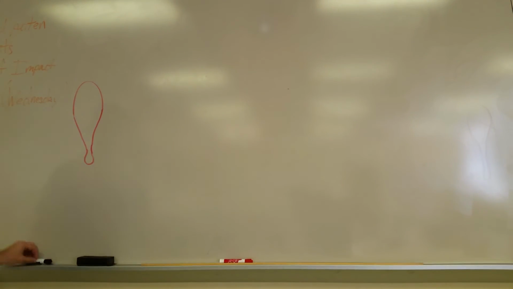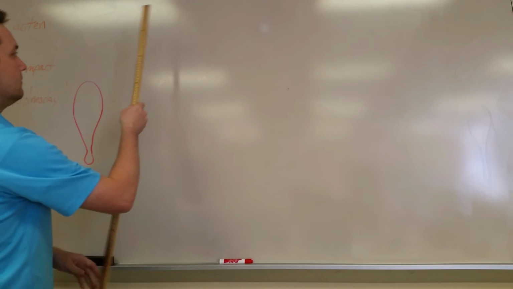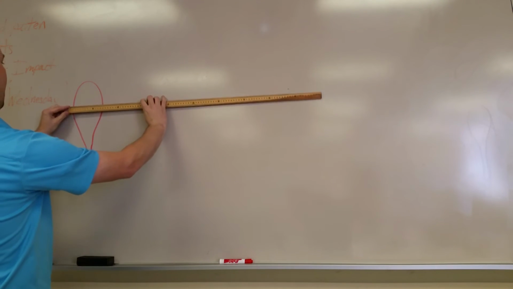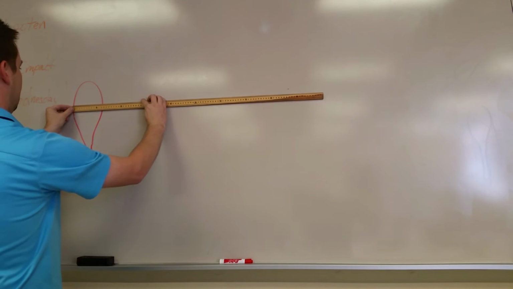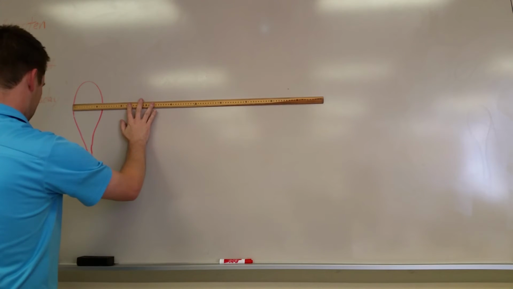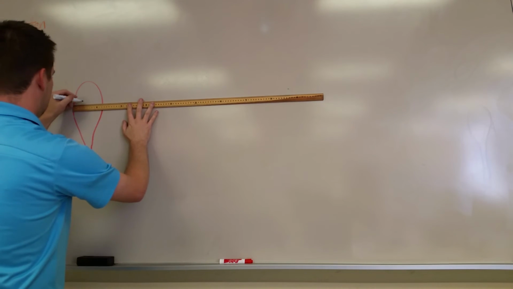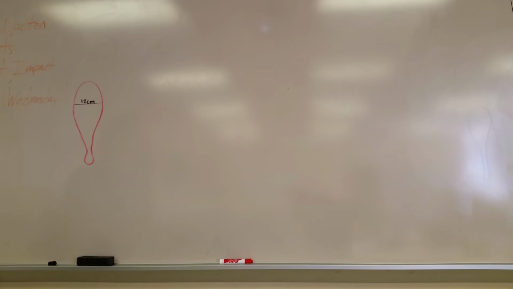Let's do one more example. Okay. So I have a droplet of blood. I'm going to do the width first. I think the widest part is right about there. And that is 12 centimeters. So I'm going to draw a line. 12 centimeters. All right. So that's our width.